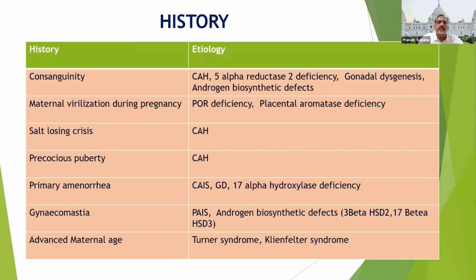History is very important in the evaluation of DSD. There can be consanguinity, which can lead to several autosomal recessive disorders, like single enzyme defects such as 5-alpha reductase deficiency, partial androgen insensitivity, or other congenital adrenal hyperplasia. Maternal virilization during pregnancy is a clue to placental aromatase deficiency. A salt-losing crisis can suggest adrenal insufficiency or CAH. Similarly, gynecomastia can be a feature of 17-beta HSD3 deficiency, partial androgen insensitivity, ovotesticular DSD, or mixed gonadal dysgenesis.